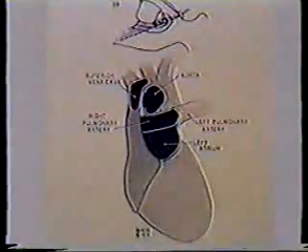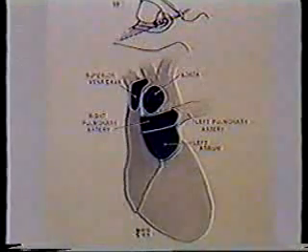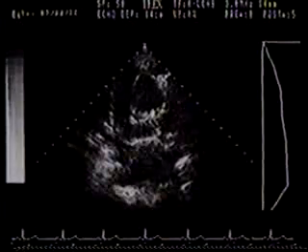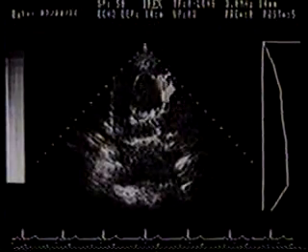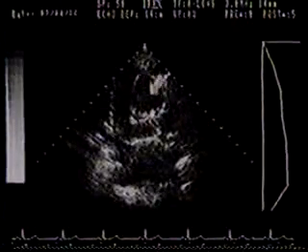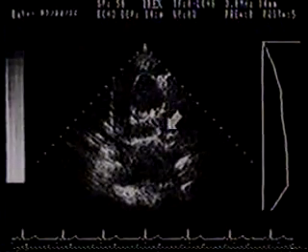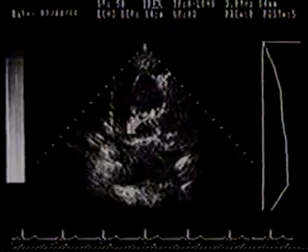Moving the transducer back to the midline position used to image the arch, clockwise rotation can be used to section the arch in short axis. In this still frame, the horizontal portion of the arch is in short axis, immediately above the right pulmonary artery, which is seen in long axis.